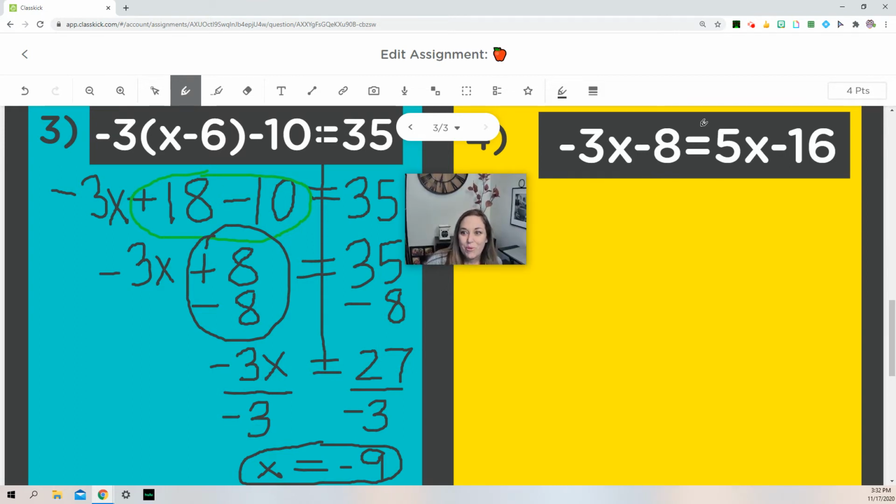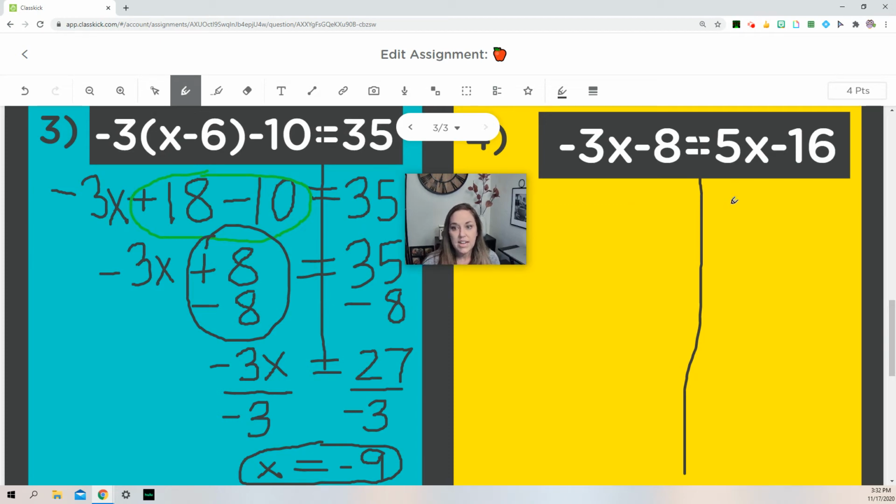All right, looking at number 4, the first thing I'm going to do is draw my line down the center. It's not a very straight one, but it's okay. And here is my hint for this type of problem. If there is no distributive property to use, and there are no like terms to combine that are on the same side, I would take care of the smaller amount of x's first.